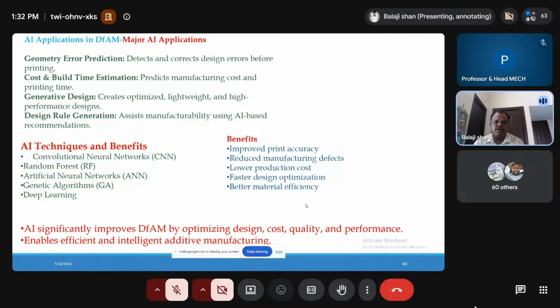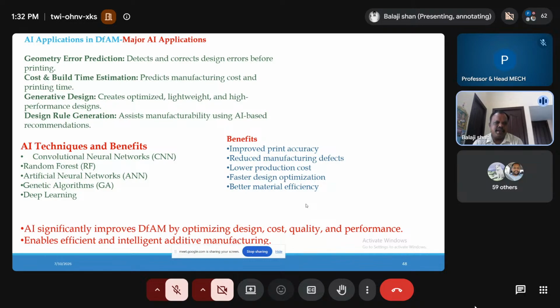That detects defects and corrects the design error before the printing, and cost and build time estimation, which predicts the manufacturing cost and printing time based on the previous data, and generative design, which creates optimized, lightweight and high performance designs. Design rules generation generates the design rules based on manufacturability by using AI based recommendation.